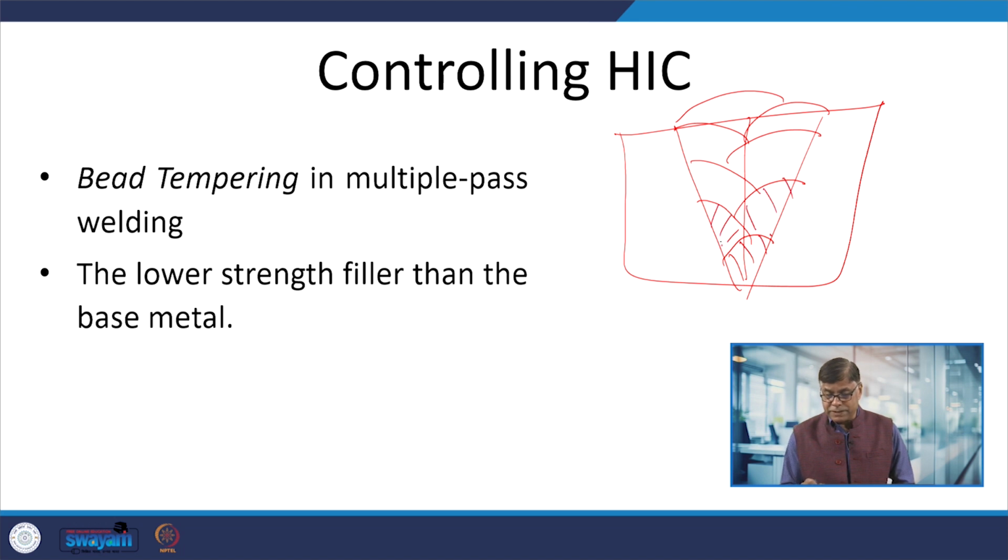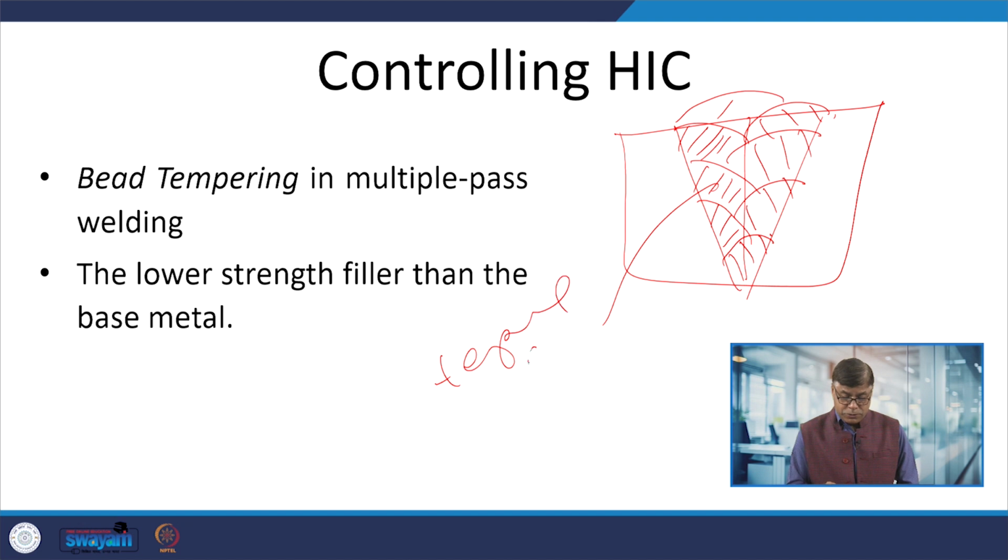So, this process of multi-pass welding actually helps in tempering the earlier deposited beads. This tempering helps to soften and relieve the residual stresses and refine the grain structure. So, multiple benefits are achieved through this bead tempering approach.